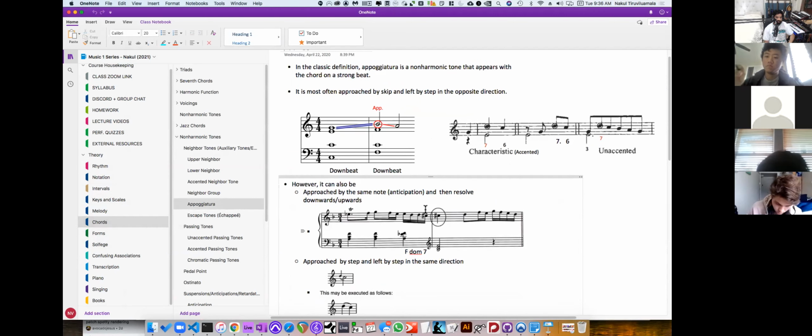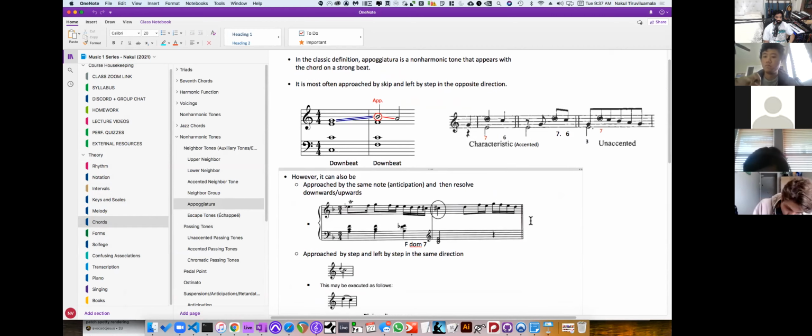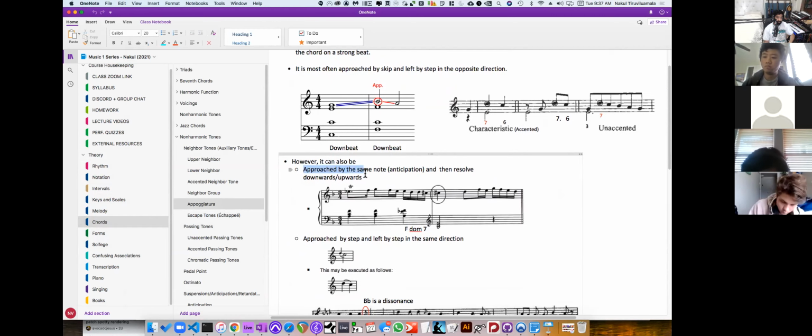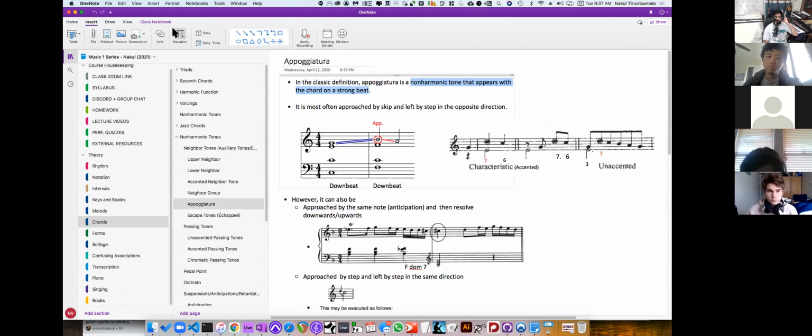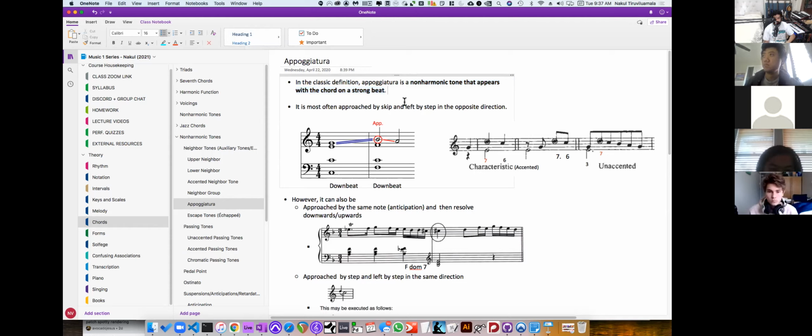And actually, here is one case. It can be approached by the same note and then resolved downwards and upwards. So basically, an Appoggiatura can be this. It's the most classic definition that agrees with most of the characterizations we give it. Is this a non-harmonic tone that appears with the chord on a strong beat? I mean, this kind of disagrees with this definition. I know it does.